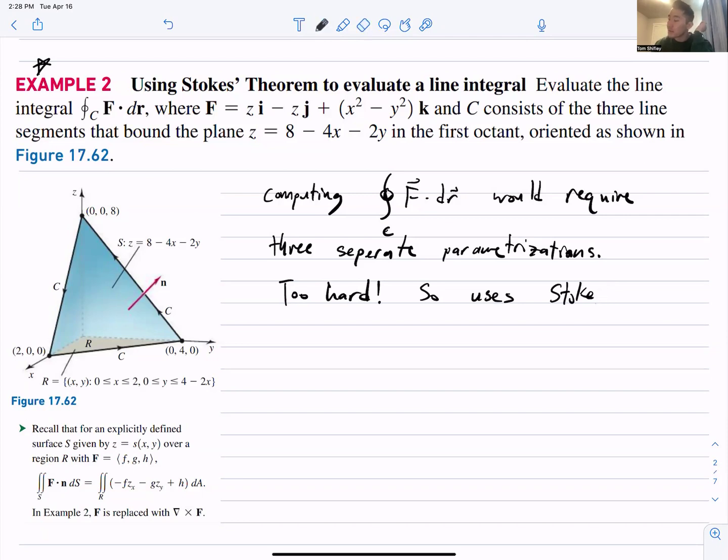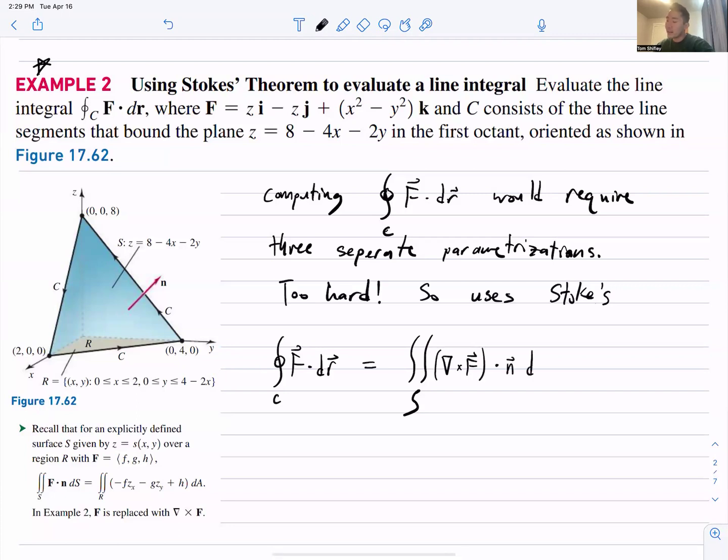So what is Stokes' theorem? Stokes' theorem says that instead of doing the integral of the vector field F on the closed curve dr, you can instead do a double integral over a surface whose boundary is C, and then you take the curl of the vector field. So the curl of the vector field is this. You take the cross product of the del operator, the gradient operator, with F, and then you dot that with the normal vector dS.